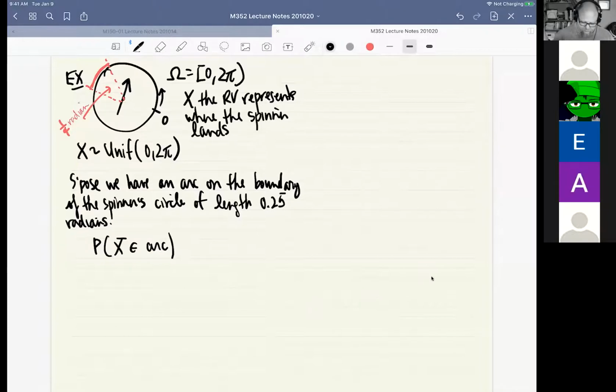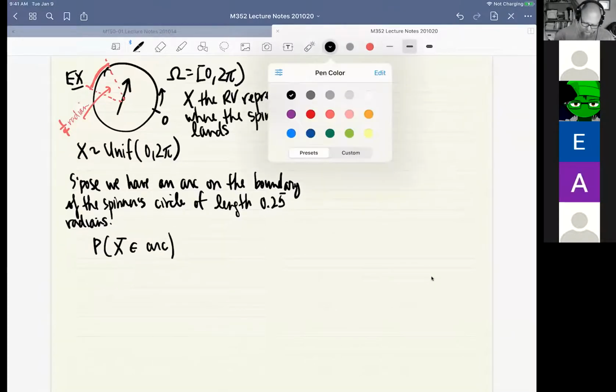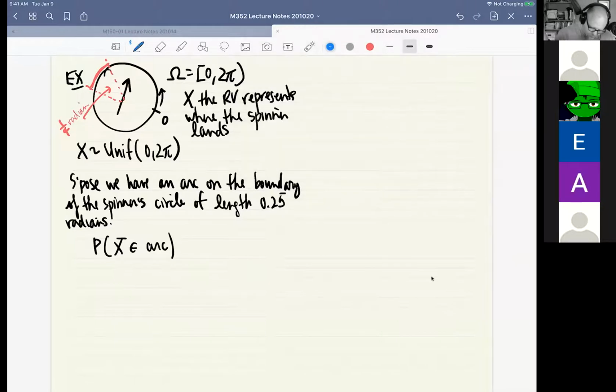So the first thing I'm going to do here is rename: on this arc, this is the measure 0 and this is measure 0.25. It's like I'm moving the origin of my circle just over there. So then I can restate that I'm interested in the probability that my spinner ends up between 0 and 0.25. And I'll come back to the reason why I can do what I just did.